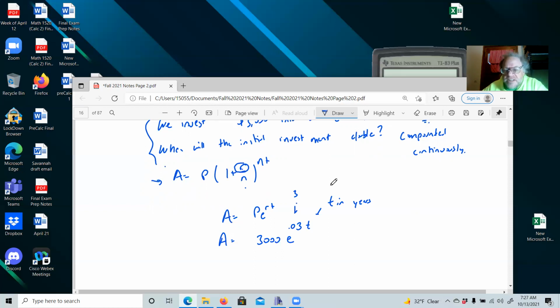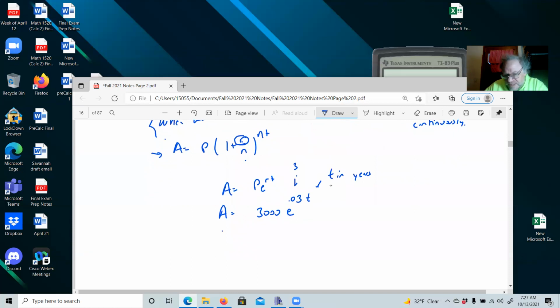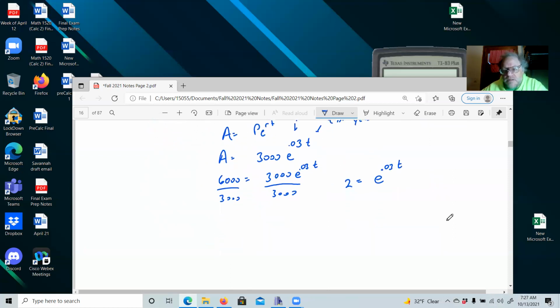All right, when is it going to double? So we're going to say 6,000 is equal to 3,000 E to the 0.03 T. They're asking us how long is this going to take to happen? So we're going to divide both sides by 3,000, and we get 2 is equal to E to the 0.03 T. We still have to solve for T. It's in the exponent position. How do we get it down?